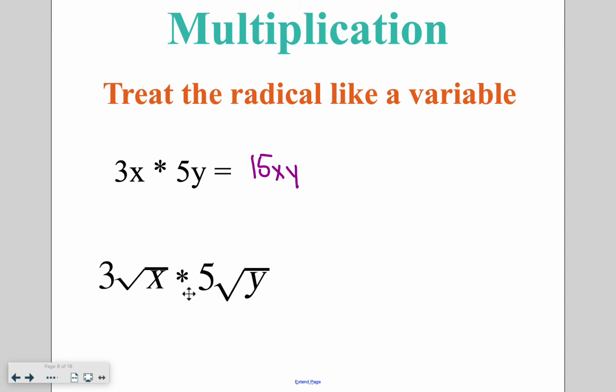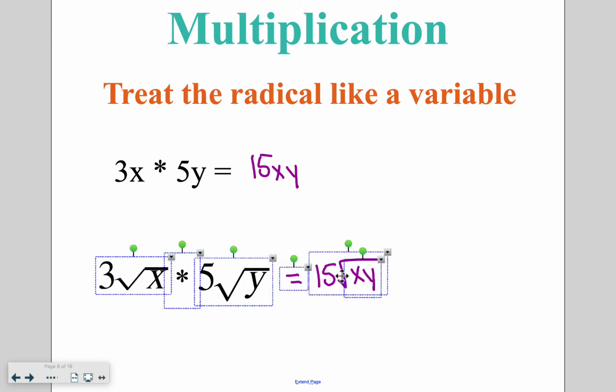When we come down to the radicals, the piece that is slightly different is everything that is outside the square root. So in this case, the 3 and the 5 get multiplied and stay outside the square root. And then everything inside the square root, so in this case, x and y get multiplied and it's inside the square root.